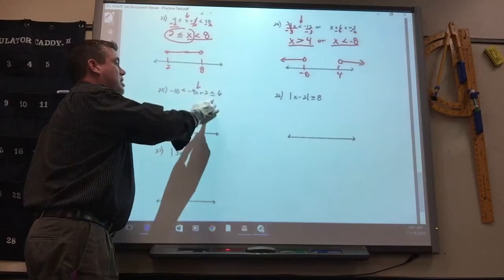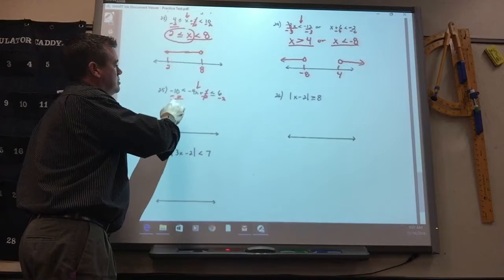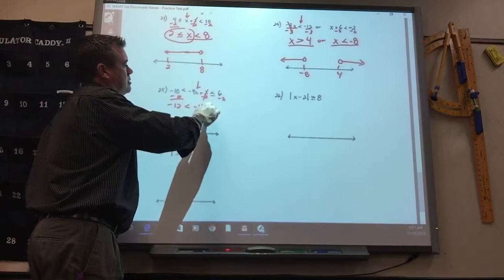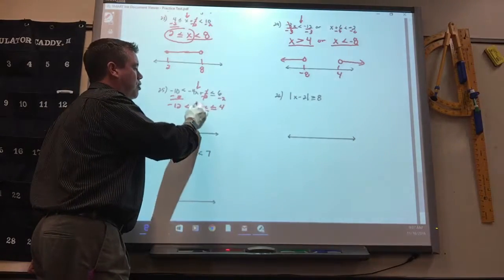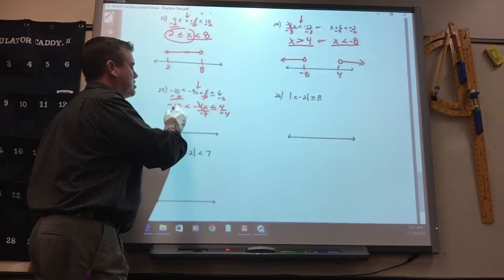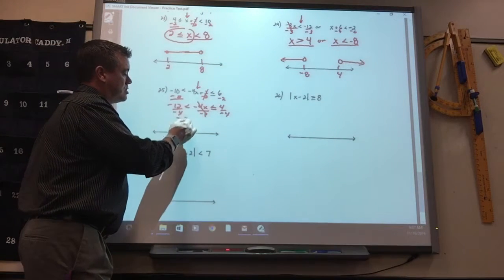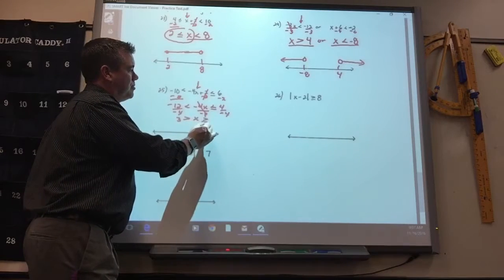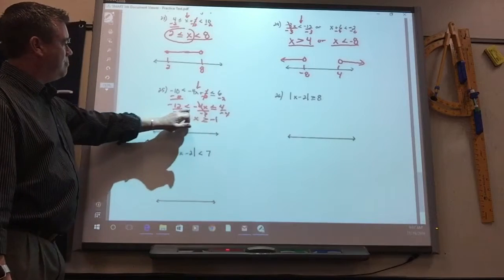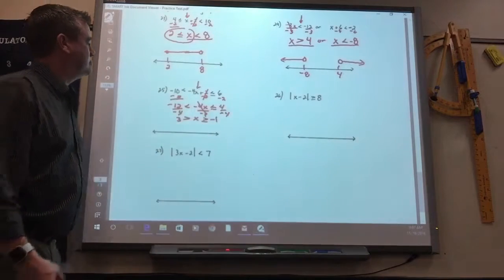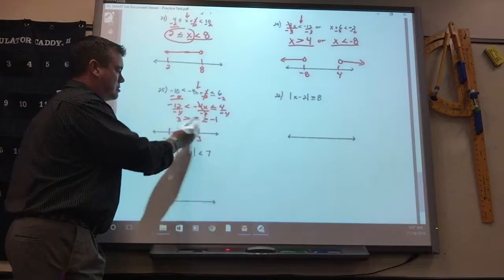Here, get the x by itself. So subtract 2, subtract 2, subtract 2. Then you got to divide by a -4, which means you're going to have to switch the direction of both signs. So this would be 3, switch the sign, and this would be -1. Since I divided by a negative, you got to switch the direction of the sign. So, -1 and 3 are my two answers.